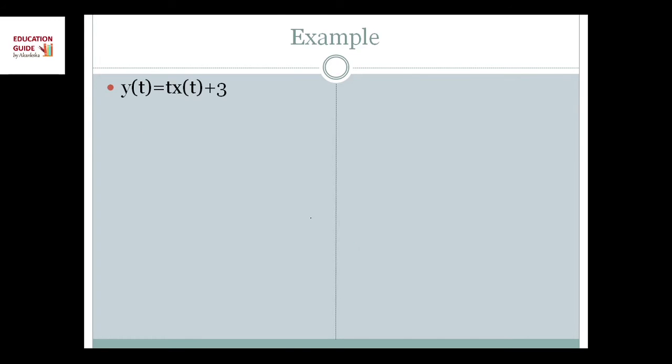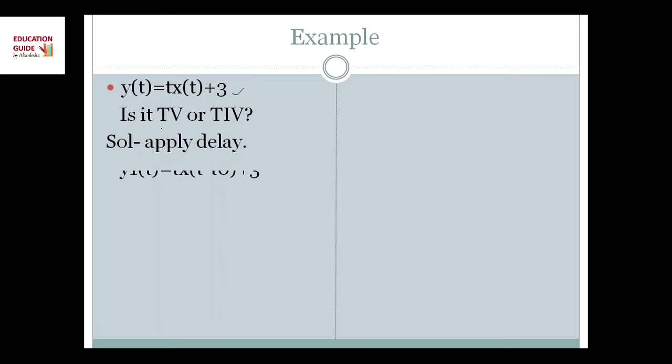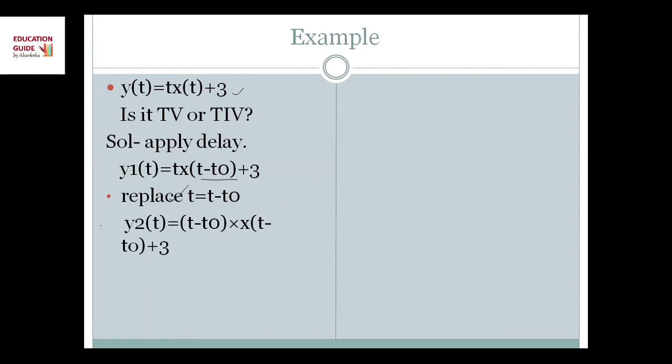Next example is y(t) = t x(t) + 3. Is it TV or TIV? Apply delay. y1(t) = t x(t - t0) + 3. Replace t with t - t0. Then we got y2(t) = (t - t0) x(t - t0) + 3.